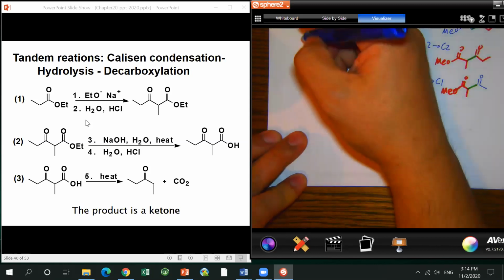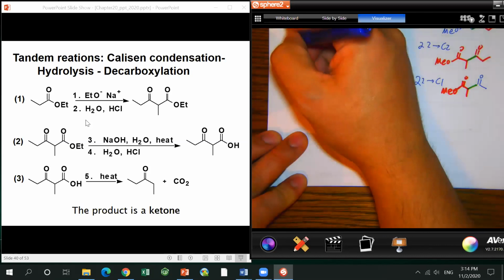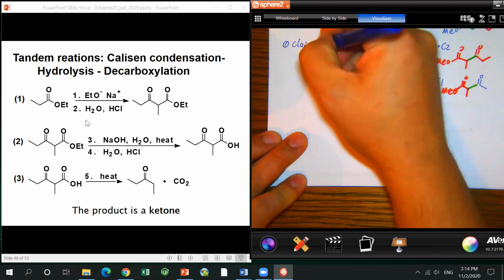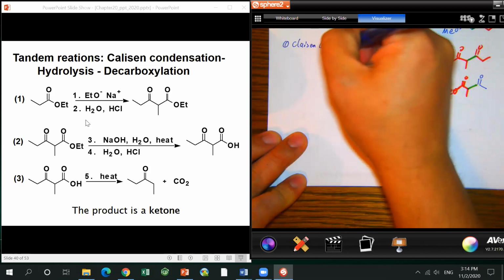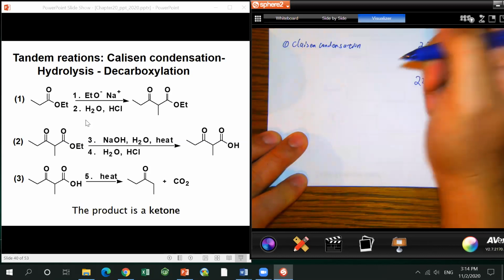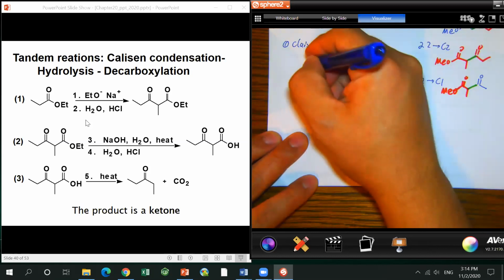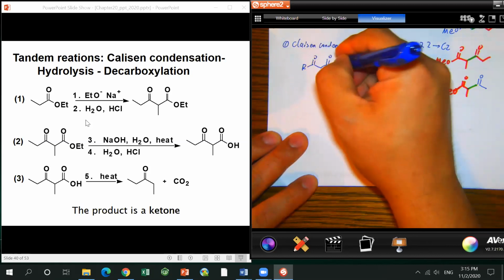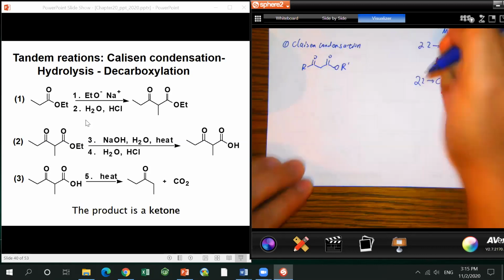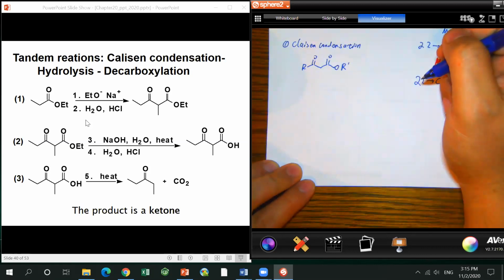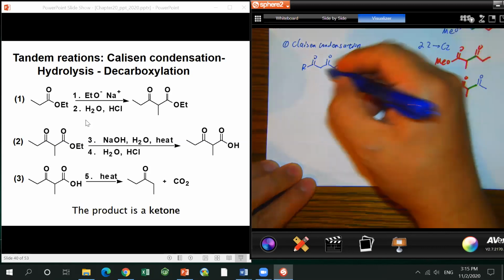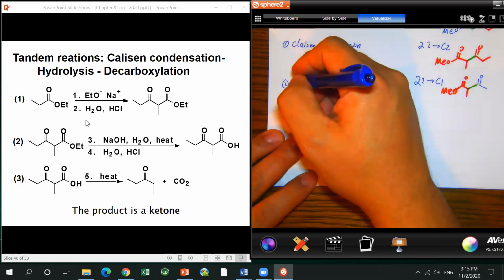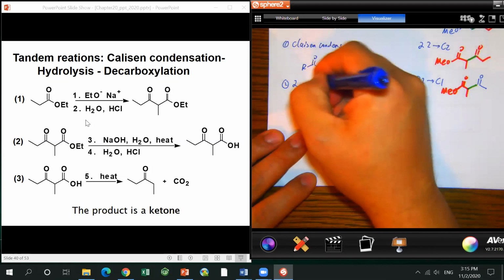So for example here, in the tandem reaction, the first step is the Claisen condensation. We generate the beta ketone ester. If you like, you can also put some acyl group on here. So the next step, we can do the alpha acylation.